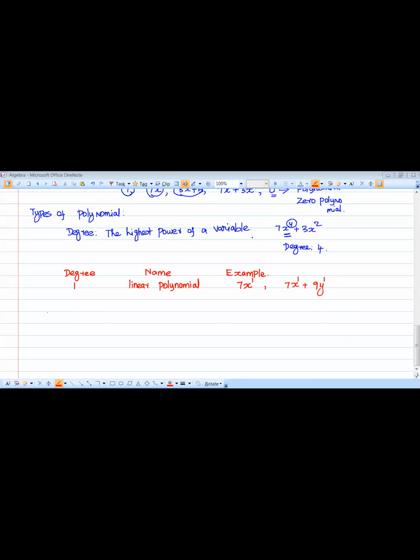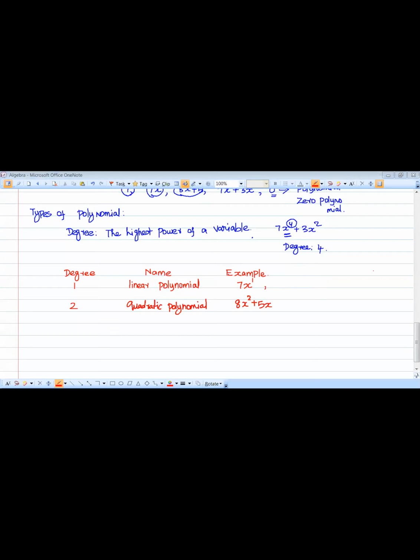Okay, good. Now suppose the degree is 2. So let me rub this because you should not get any confusion between polynomial in one variable and polynomial in more variables. So 2 means quadratic polynomial. Quadratic polynomial, for example 8x square plus 5x.